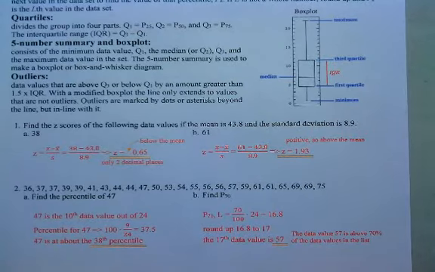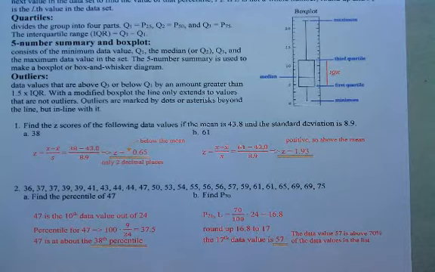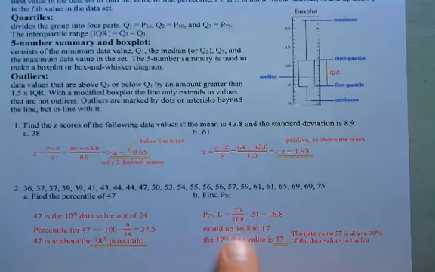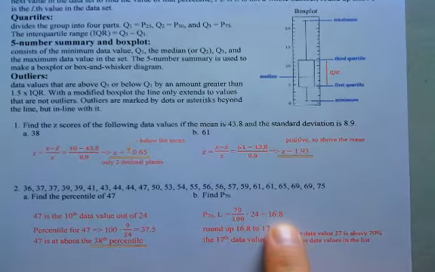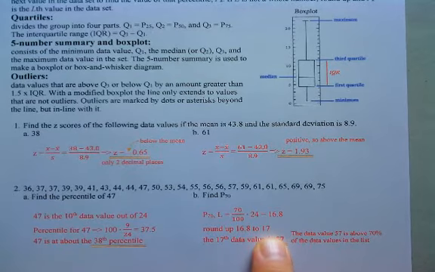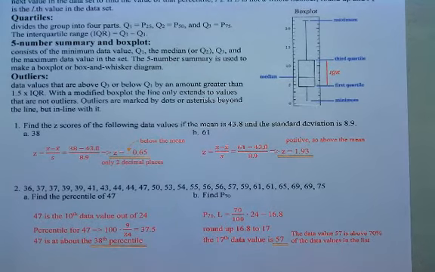Now, going in the opposite direction, let's find which one of these is at the 70th percentile. So, using the L equation here, for P70, notice 70 here, 70 there. So 70 over 100 times 24, we get 16.8. We round the 16.8 up to 17, and so we want the 17th value. So if we count across, the 17th value is 57. So the data value of 57 is above 70% of the data values in the list.